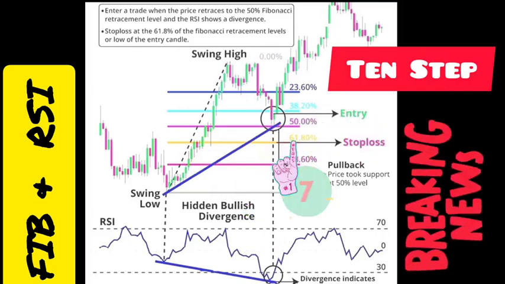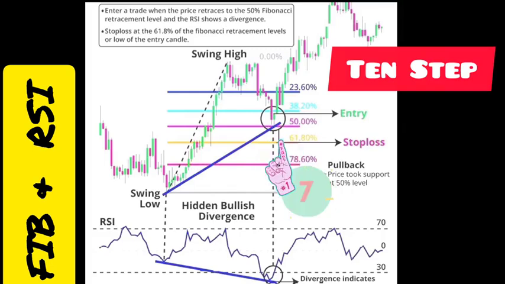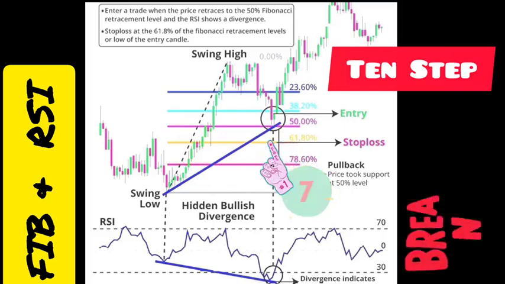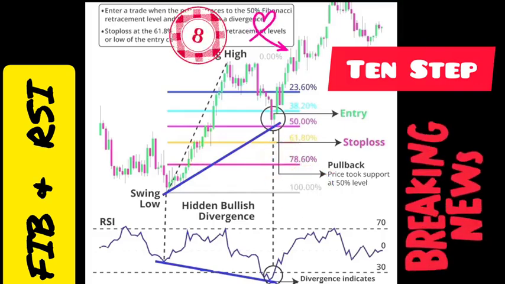Step 7, set your stop loss. Set your stop loss below the 61.8% Fibonacci level, or place it below the low of the entry candle. Use whichever is closer.